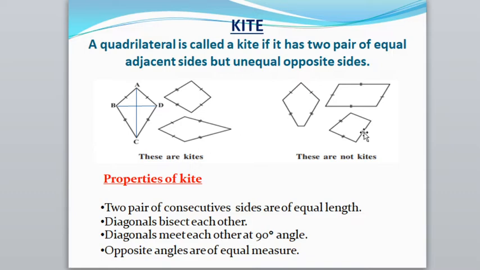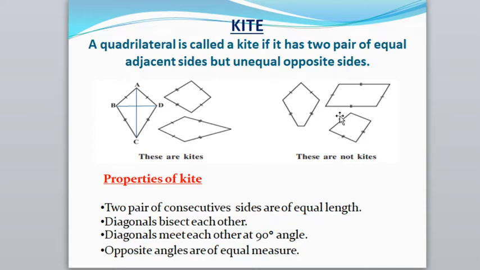Now in the second set of figures it is given that these are not kites. So first we will find out why it is not a kite. In the first figure you notice that a kite is a quadrilateral and a quadrilateral contains four sides, but here the total number of sides is 5. It means it is not a kite. Then the second one, here the total number of sides is 4, but these two opposite sides are equal and these two opposite sides are equal. But in a kite we want equal adjacent sides. It means it is also not a kite.